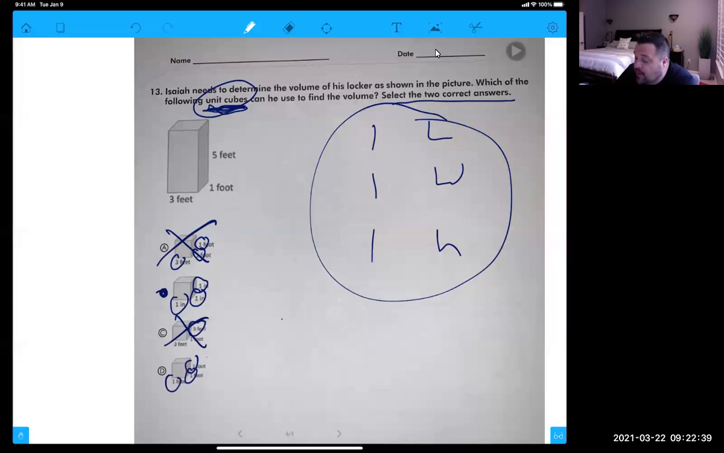Now, an important thing to remember, it can be inches, feet, centimeters, doesn't matter. They all need to be 1, though. For unit cubes, anything, a cube that measures the units, got to be 1s. So your answer would be C and D here.